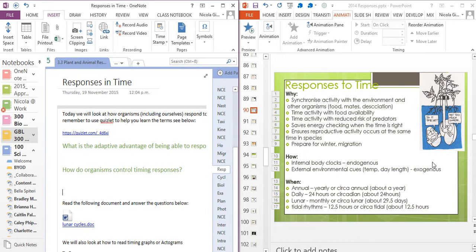There you go. Okay, so why do organisms respond to time? They do it to synchronize with the environment. So it means that they don't have to keep checking. And we talked about this before, right at the very start. You know, the kiwi doesn't have to keep poking its nose out to see if it's dark, and by poking its nose out, it's exposing itself to predators and wasting energy. It also means, like, you know, bees aren't going to come out at night when the flowers are closed. They're only going to come out when the flowers are open.